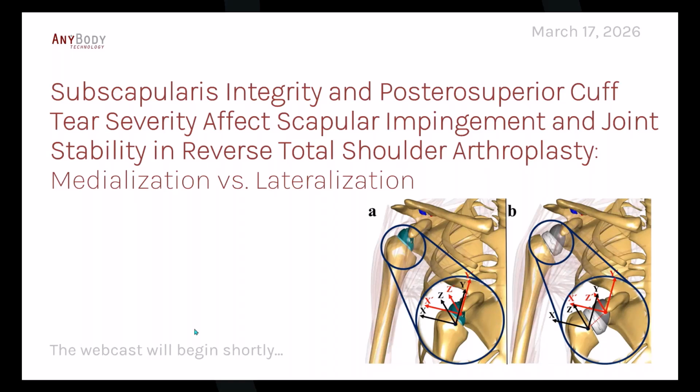The topic of today's webinar is Subscapularis integrity and Posterosuperior cuff tear severity affect scapular impingement and joint stability in reverse total shoulder arthroplasty. My name is Divyak Chandar, and I work as a sales engineer here at Anybody Technology. Today, I will be the host of this webinar, and I'll be joined by my colleague Christopher Iverson during the Q&A session in the end.